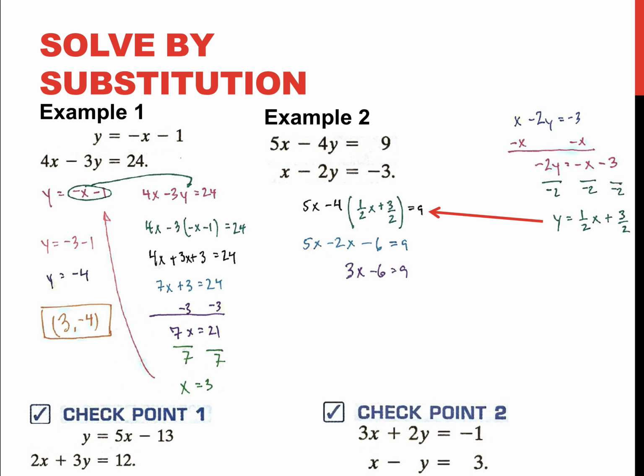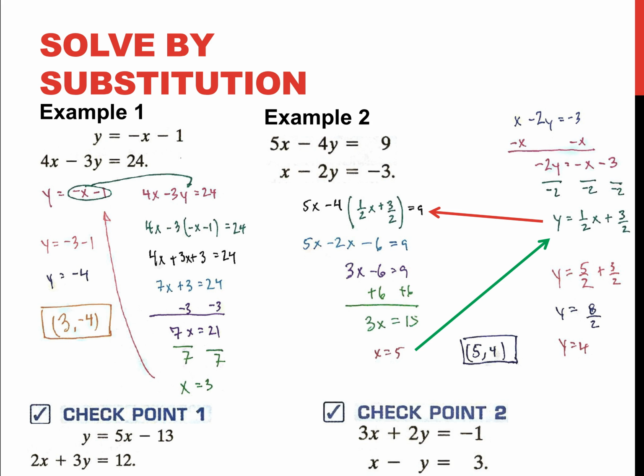All right, cool. So let's combine like terms. I have 3x minus 6 is equal to 9. Isolating for x, I see that x is equal to 5. And I can substitute that back into my original equation. And half of 5 is just 5 halves. And 5 halves plus 3 halves is 8 halves. And 8 divided by 2 is 4. I've got x, I've got y, I have a coordinate point, and that is my solution: 5, comma 4. Awesome. Okay, so use this information and go ahead and solve checkpoint 1 and checkpoint 2.